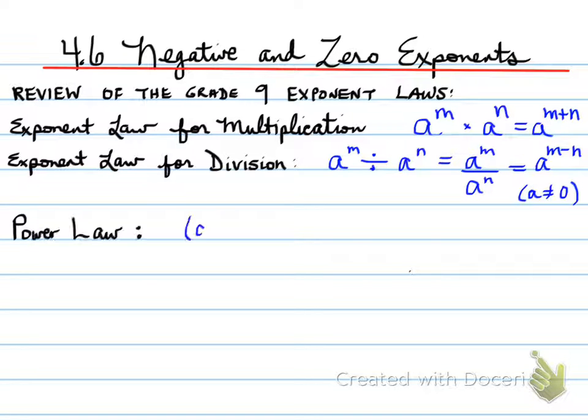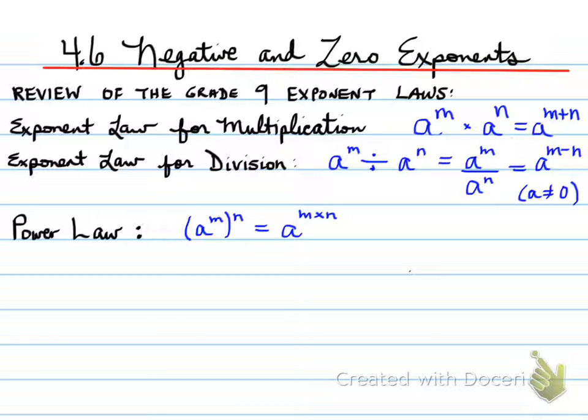Moving on. The power law is the following, where you have a base with an exponent raised to another exponent. This is called power of a power. So the base with an exponent, that's a power, is raised to another exponent. What will this law say? Well, it says that a to the power of m, all to the power of n, is equal to a to the power of m times n. Let's look at an example to illustrate this fact.